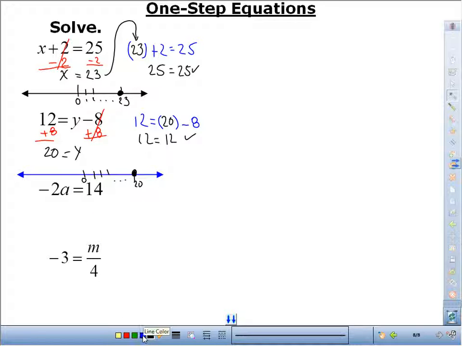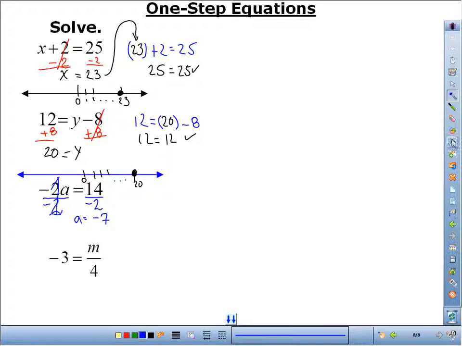So therefore, how about negative 2 times a? What is the operation in between the negative 2 and the a? Multiplication. So to do the inverse, it doesn't cancel in this case. Negative 2 multiplies, so the inverse is to divide by negative 2. And whatever we do to one side, we do to the other side. So what is negative 2 divided by negative 2? 1. What is 1 times a? A. And what is 14 divided by negative 2? Negative 7.